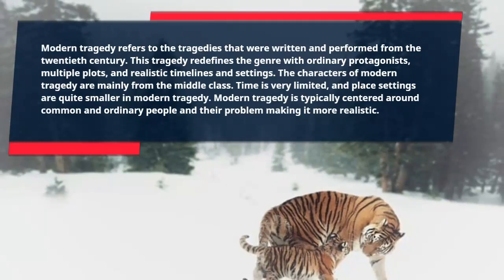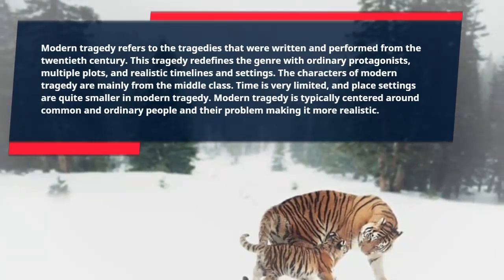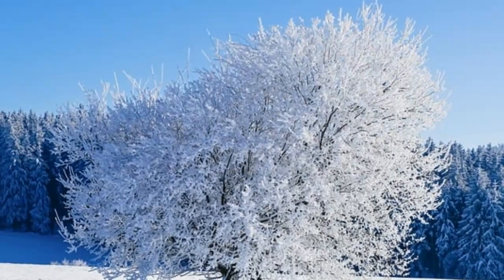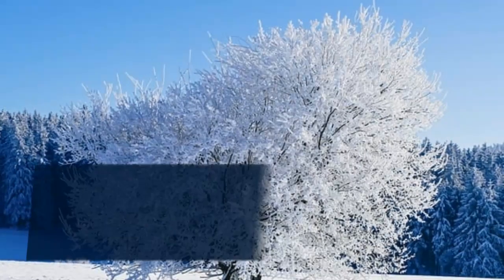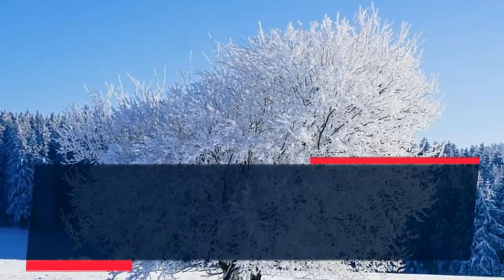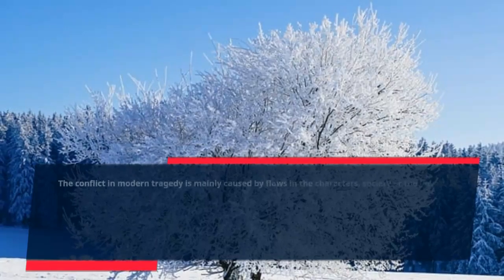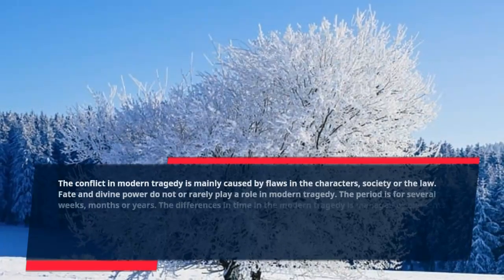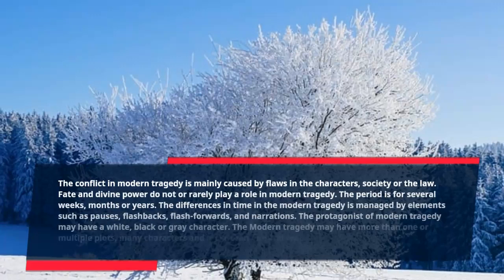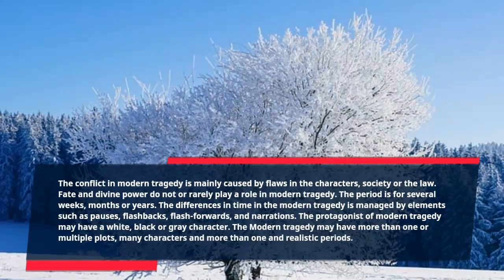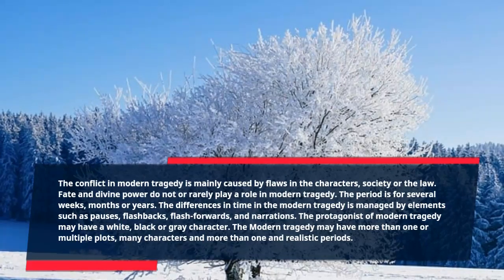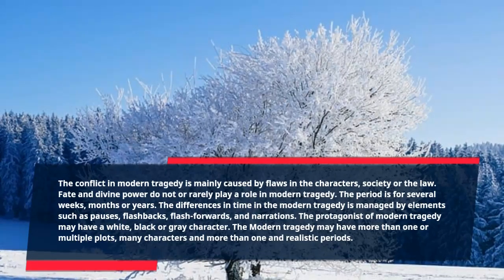Modern tragedy is typically centered around common and ordinary people and their problems, making it more realistic. The conflict in modern tragedy is mainly caused by flaws in the characters, society or the law. Fate and divine power do not or rarely play a role in modern tragedy. The period is several weeks, months or years. The differences in time in the modern tragedy are managed by elements such as pauses, flashbacks, flash forwards, and narrations.